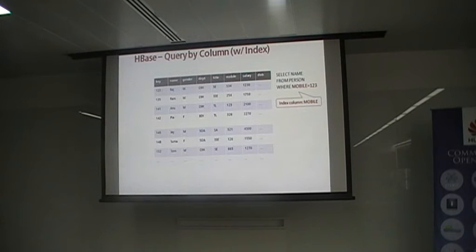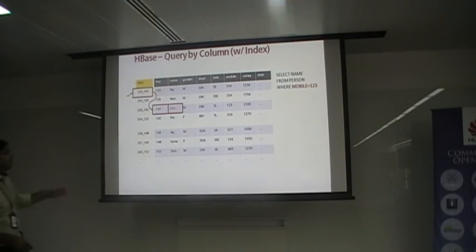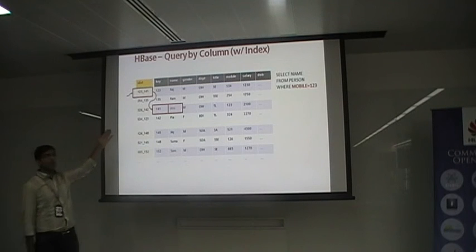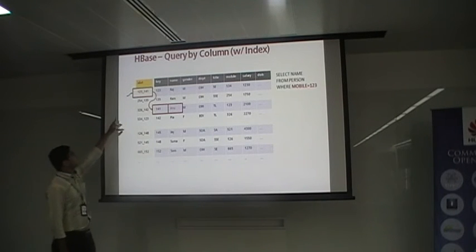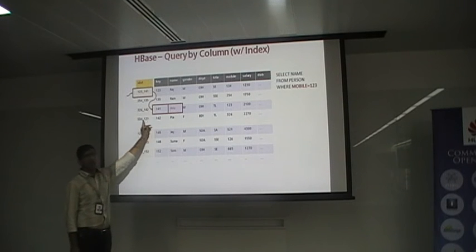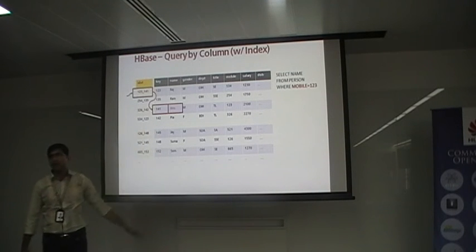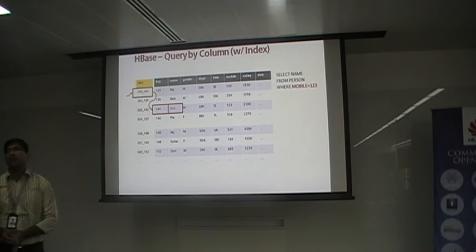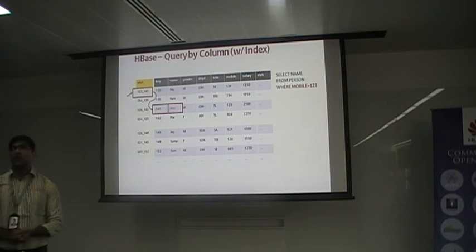Fine. Now we'll see the same example again. Next. Fine. So it's clear now. Directly it will go to the index table first, get where the mobile 123 value is, and then what the row key is. Directly get the data for that. Fine. Yeah. Is the index table as big as the unique values?